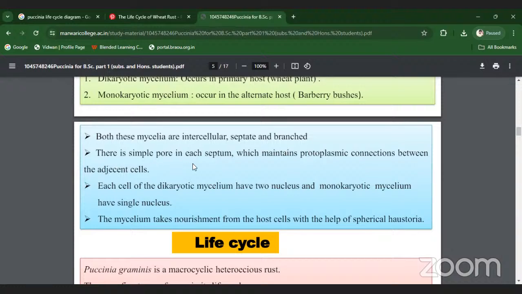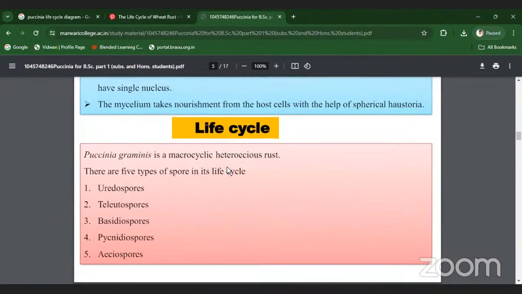There is a simple pore in each septum, which maintains protoplasmic connection between the adjacent cells. Each cell of the dikaryotic mycelium has two nuclei, and the monokaryotic mycelium has a single nucleus. Already told you, the mycelium takes nourishment from the host cell with the help of spherical haustoria. That is very, very important. So this is the mycelium. As it is parasitic, the mycelium grows inside the host intercellular space. Right? And now the life cycle.